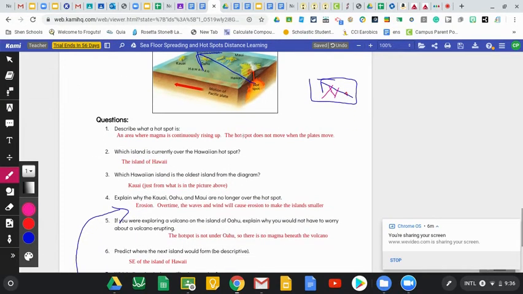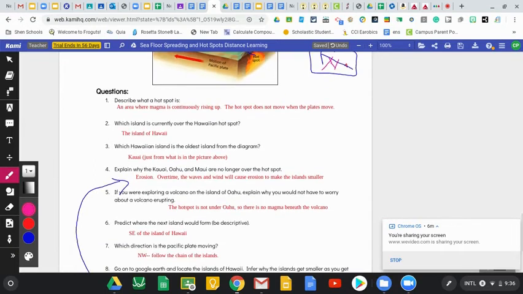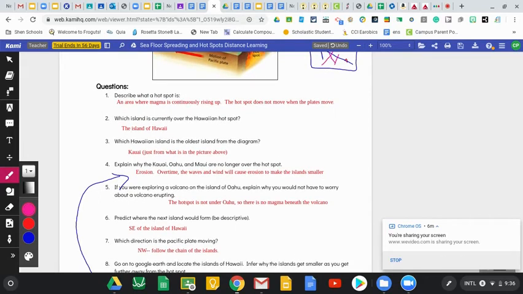Well, anytime anything gets smaller is due to erosion. Over time, waves and wind will cause erosion to make the island smaller. And if you were to go exploring volcanoes on Oahu or Maui, you would not be in any danger of any volcanoes erupting because you're not over a hotspot, so there's no magma. So if you ever get a chance to leave your house again and make it to Hawaii, those would be the islands that you could go into the volcano and take an expedition there.